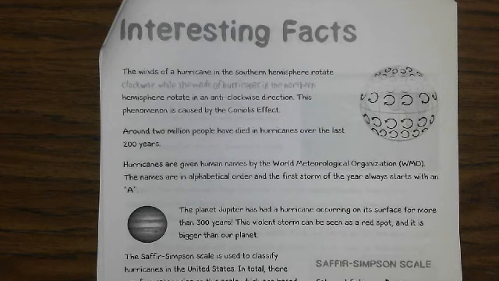All right, interesting facts. The winds of a hurricane in the southern hemisphere rotate clockwise, while the winds of hurricanes in the northern hemisphere rotate in an anti-clockwise direction. This phenomenon is caused by the Coriolis effect. So if you look here at the globe, you can see the ones in the southern hemisphere all turn this way, and the other ones turn this way. So they're going towards the equator. The turning is going towards the equator.